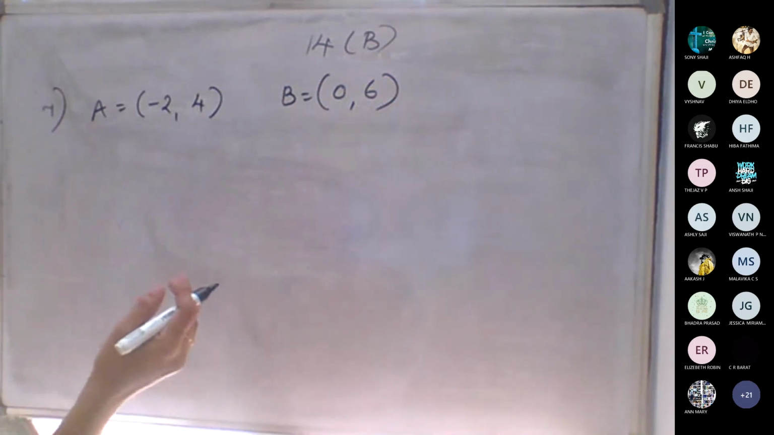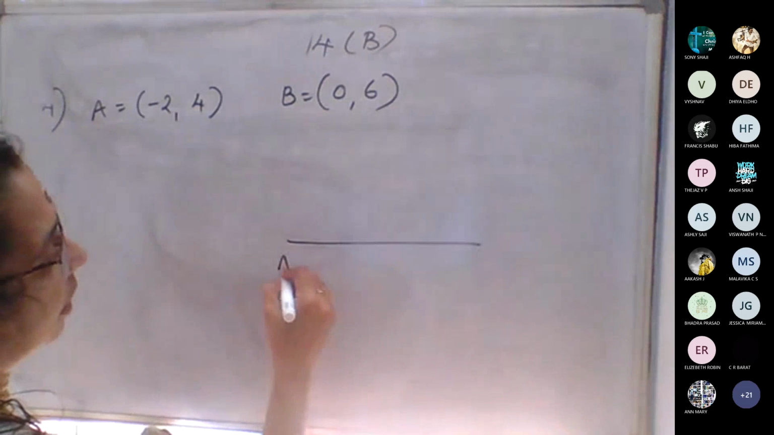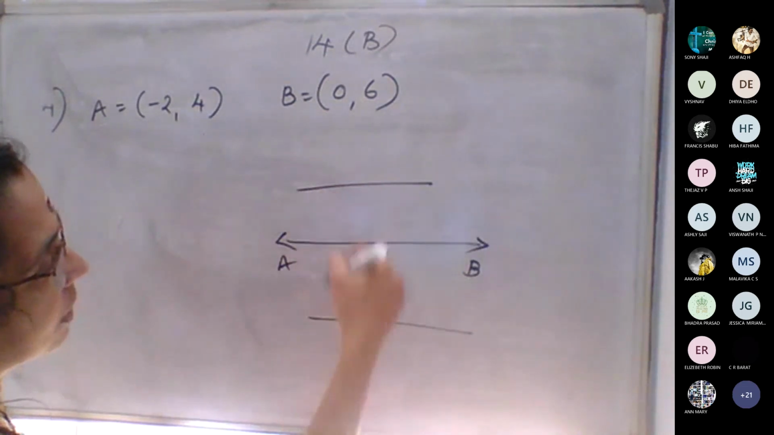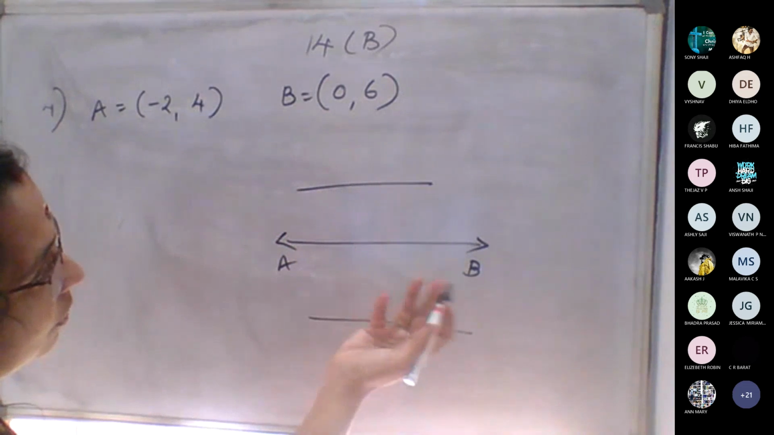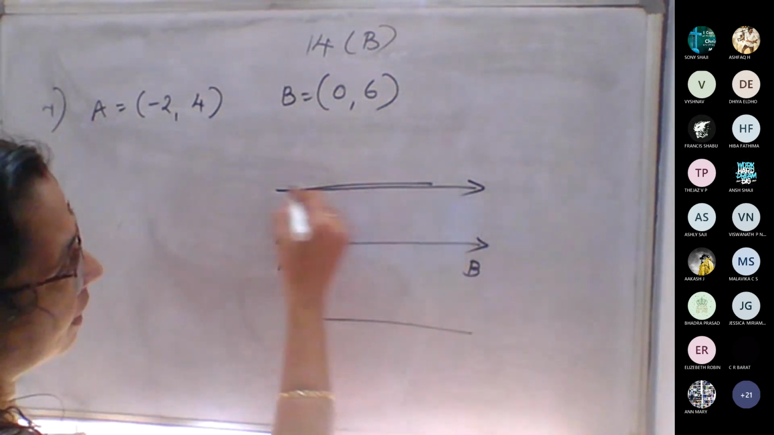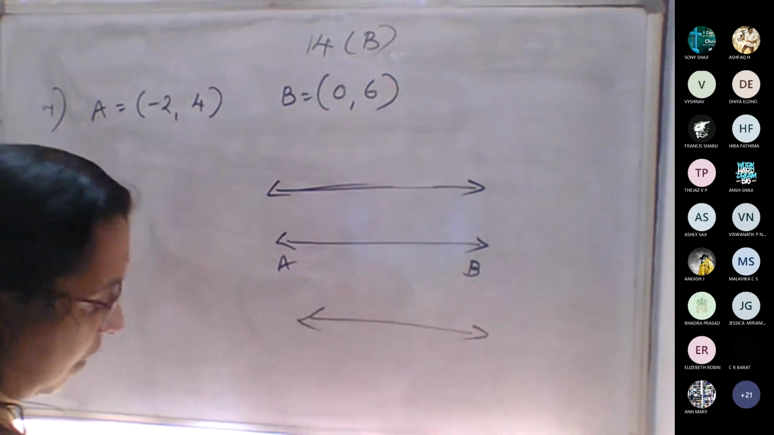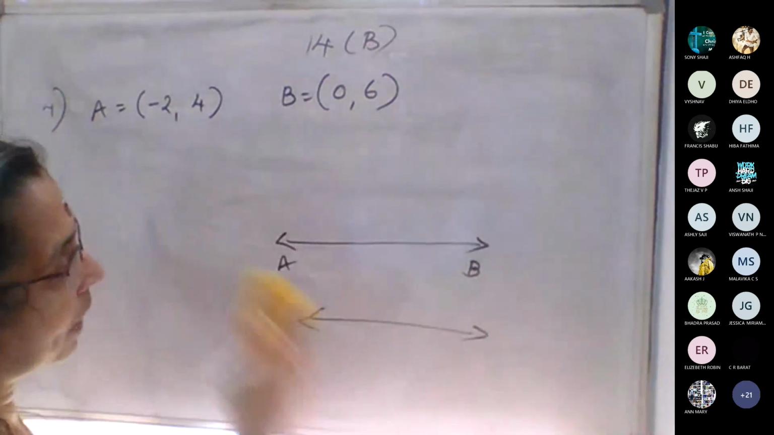Parallel to AB means this is the line AB, and here is a line parallel to AB. So what will be the slope of that line? These two are parallel lines, given in the question. Or we can take these two as parallel lines.